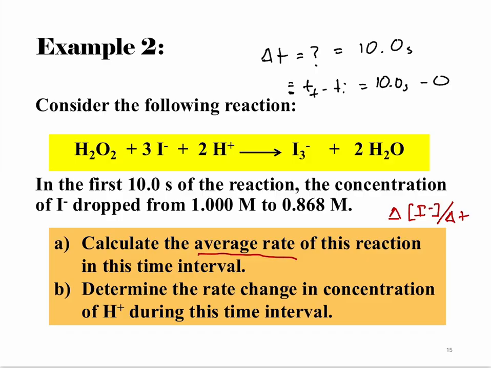So you're going to calculate the average rate, and then you have to determine what's the rate of change of concentration of H plus during this interval, right? So that means what is the change in concentration of H plus over 2, which means that you have to relate the average rate of I minus to the concentration per unit time change for H plus. And that'll be like what we did on the previous page. Those expressions are going to be related to each other.